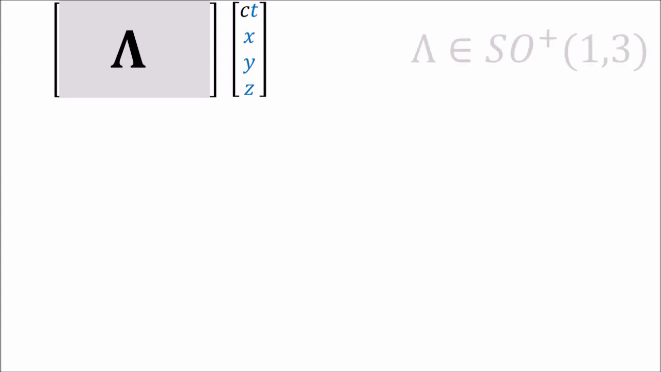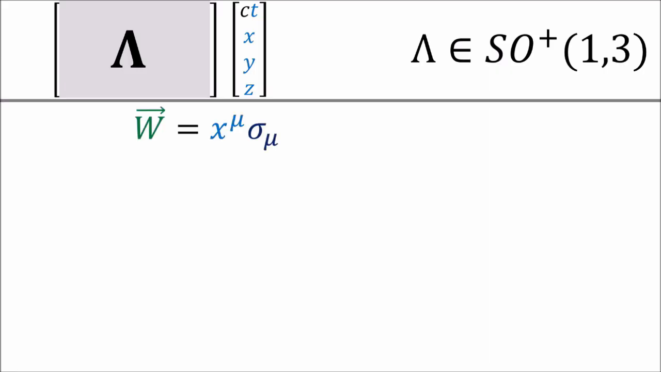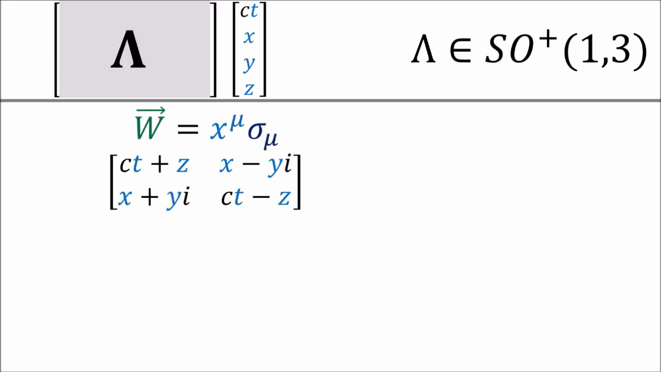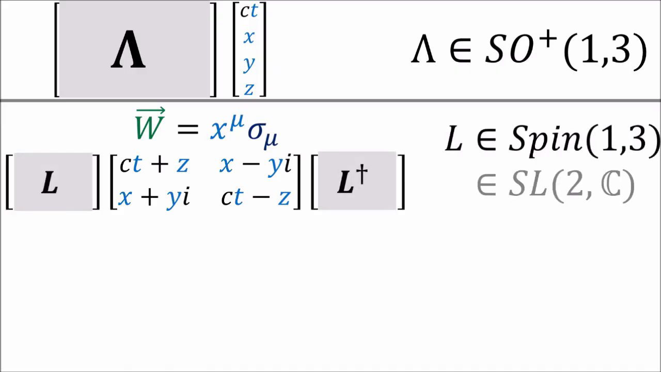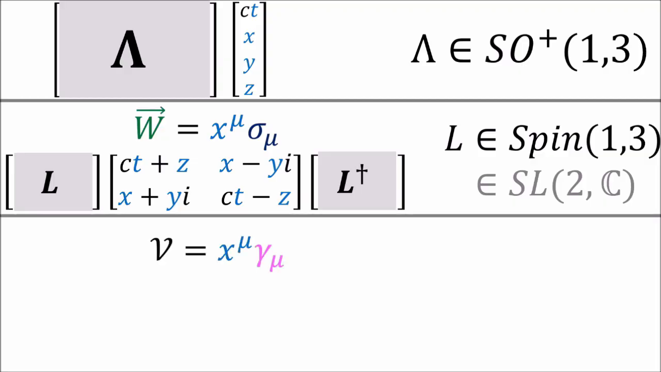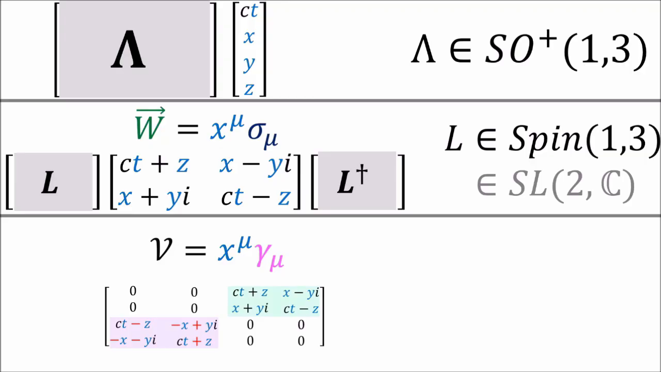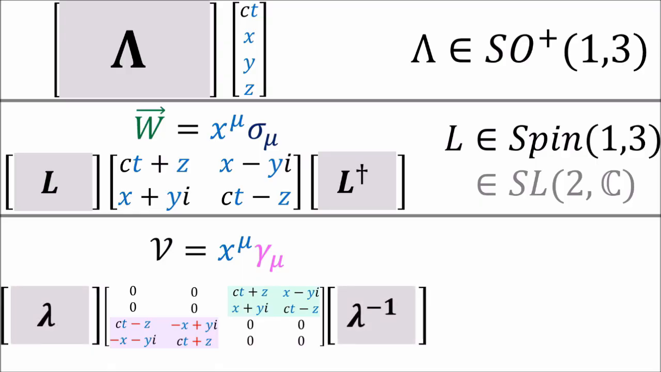So all of that might have been a bit confusing, so let's sum it up. When a spacetime vector is written as a column, it is Lorentz transformed with an SO(1,3) matrix capital lambda from one side. When a spacetime vector is written as a 2x2 matrix using sigmas, it is Lorentz transformed with a pair of spin(1,3) matrices L and L dagger on either side. When a spacetime vector is written as a 4x4 matrix using gammas, it is Lorentz transformed with a pair of matrices lowercase lambda and lowercase lambda inverse.